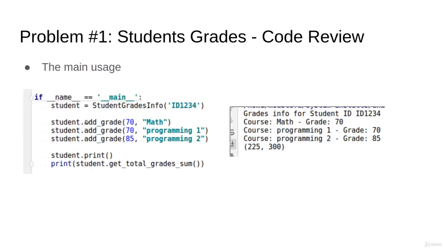So here is the main. You create an object. You start to add grades for math, programming 1, programming 2. You can print, which is going to print this information, and you can also get the total grades, which is 225, the sum of these three numbers, out of 300 for 3 times 100. Remember, 100 per task.